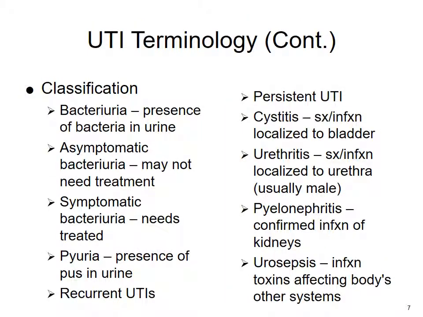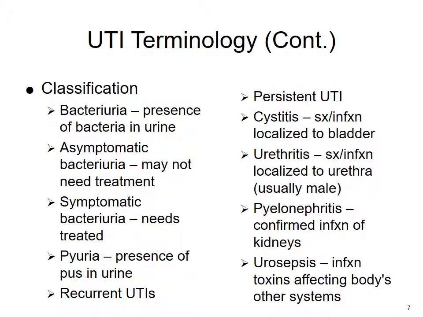So some terminology for UTIs that you may see in a pediatric practice, as well as in adult practice, because we know UTIs are fairly prevalent among older adults as well. Bacteriuria is the presence of bacteria in the urine. So asymptomatic bacteriuria may not need treatment. Symptomatic bacteriuria needs treated. Pyuria is the presence of pus in the urine that would need treated. Recurrent UTIs are UTIs that keep coming back. A persistent UTI is a UTI that is not getting better on antibiotics.